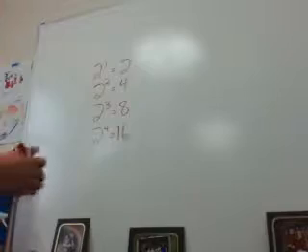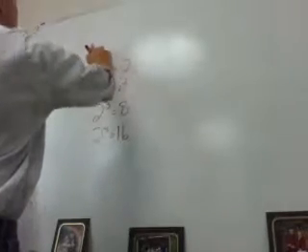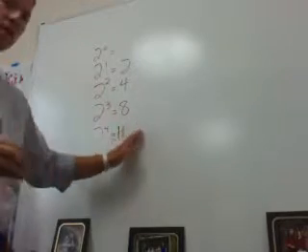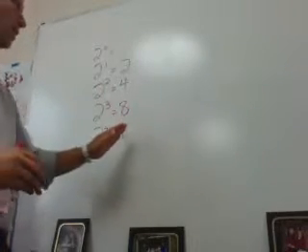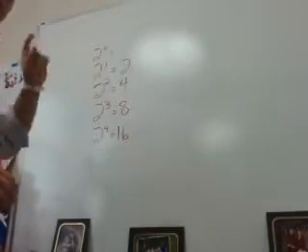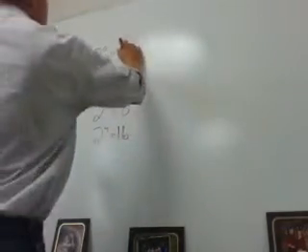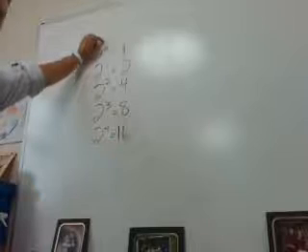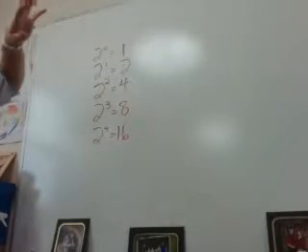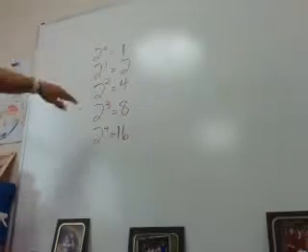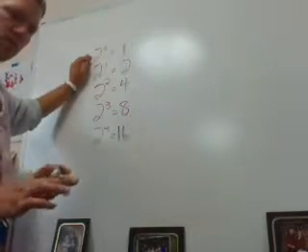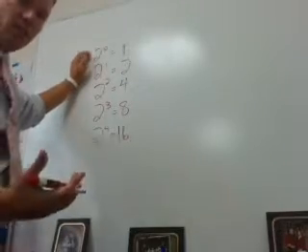And then we have 2 to the 0 power. Now, over here, I'm dividing by 2 each time, and I'm going to keep that up. 2 divided by 2 is 1. So this is why anything to the 0 power is 1. Now, I'm out of whole, nice, natural numbers. I've got to start moving into integers.